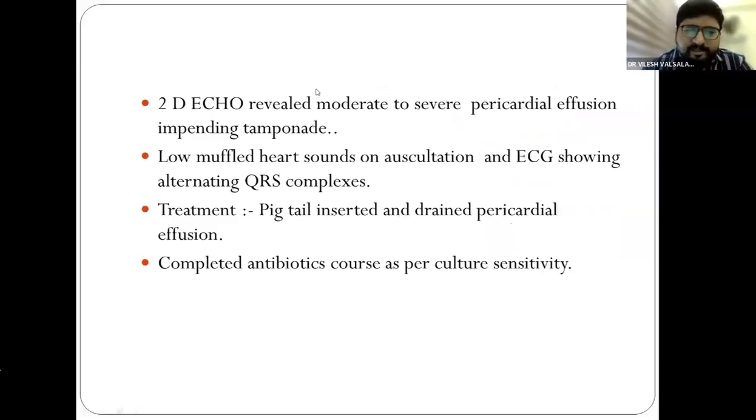So basically, the patient had a collection around the heart. Because of this, the cardiologist intervened and put in a pigtail to drain the fluid he was seeing on the 2D echo. But when he drained the fluid, it turned out to be frank pus. This pus was sent for culture, which grew Klebsiella, and according to the sensitivity, antibiotics were given. After completing the course of antibiotics, the patient became better, the fever settled, and the count settled.